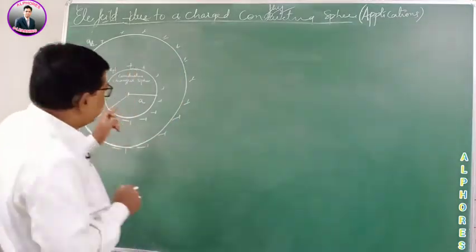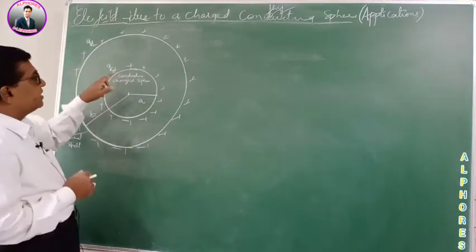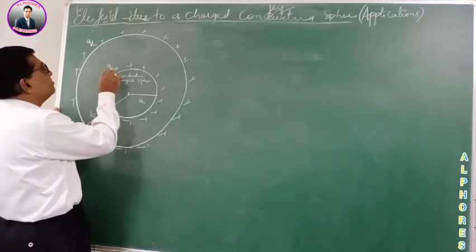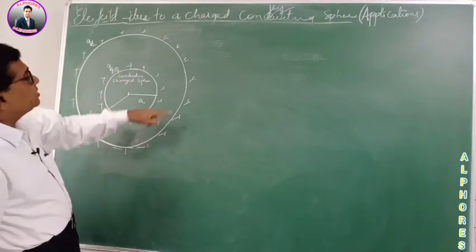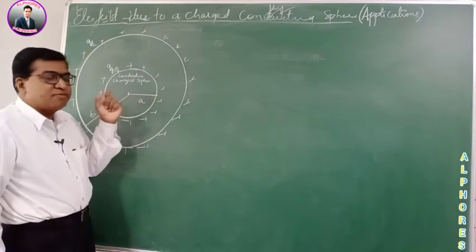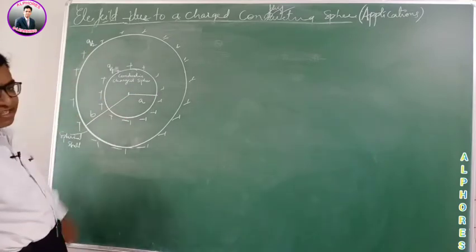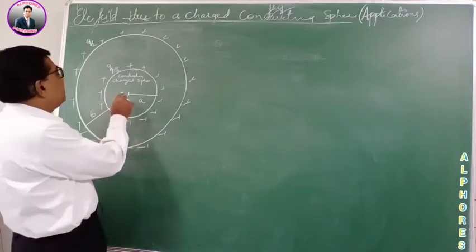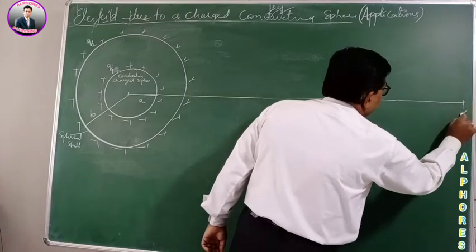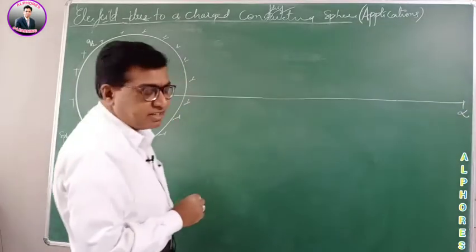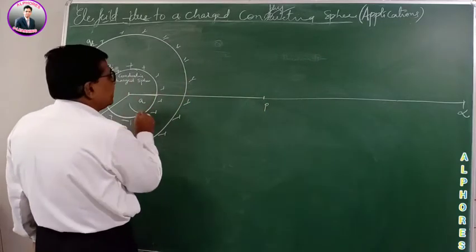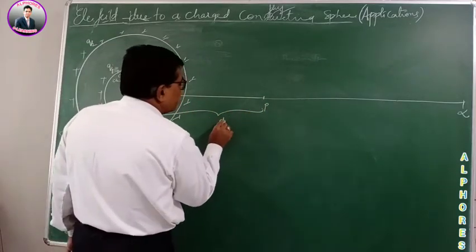The conducting sphere has a charge q1. The charge on the spherical shell is q2. The radius of the conducting sphere is small a. The radius of the spherical shell is small b. Now he is asking to find the electric field at various points. One is the infinite point outside. The other one is an outside point P, which is at a distance d, suppose.